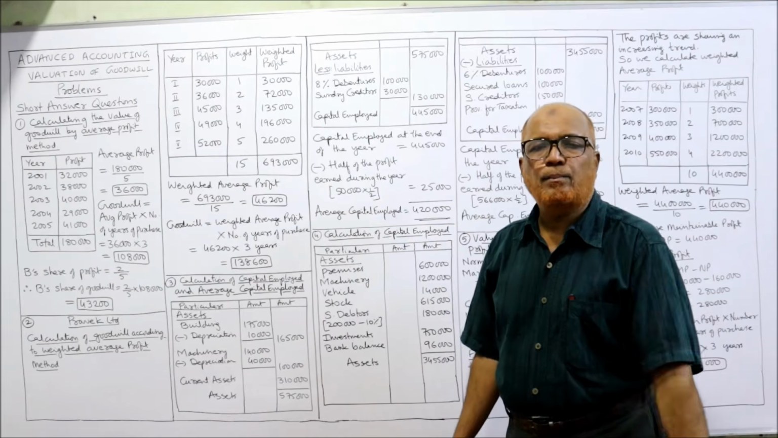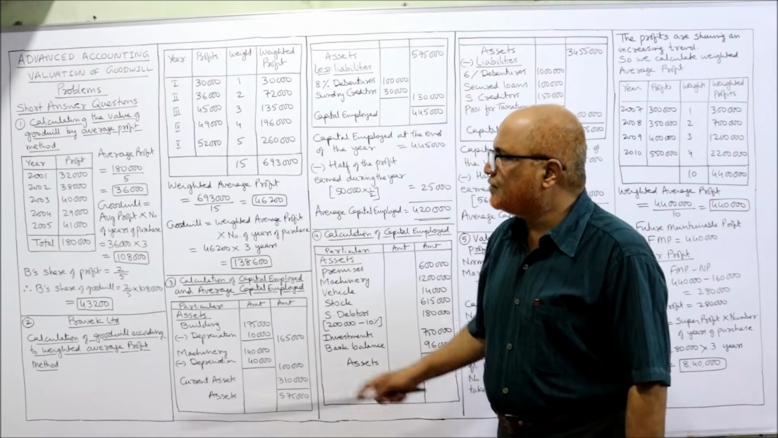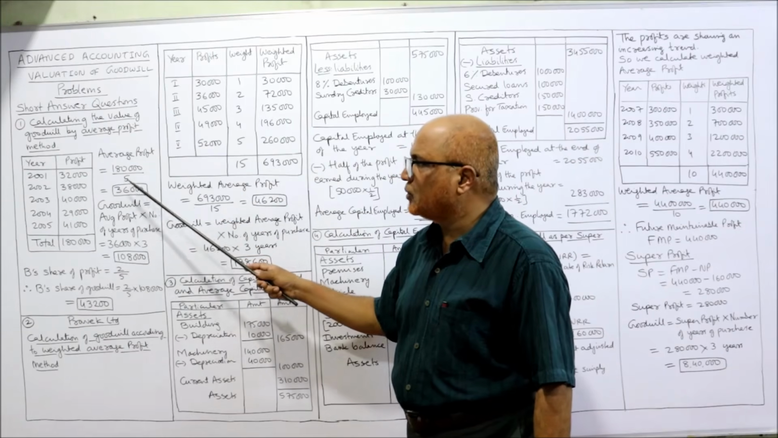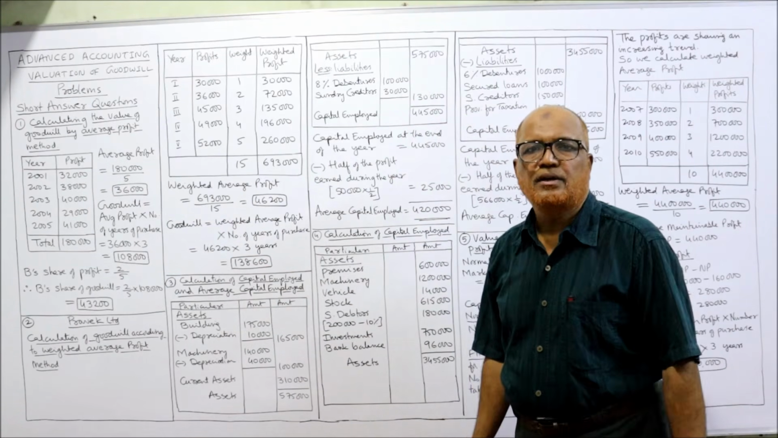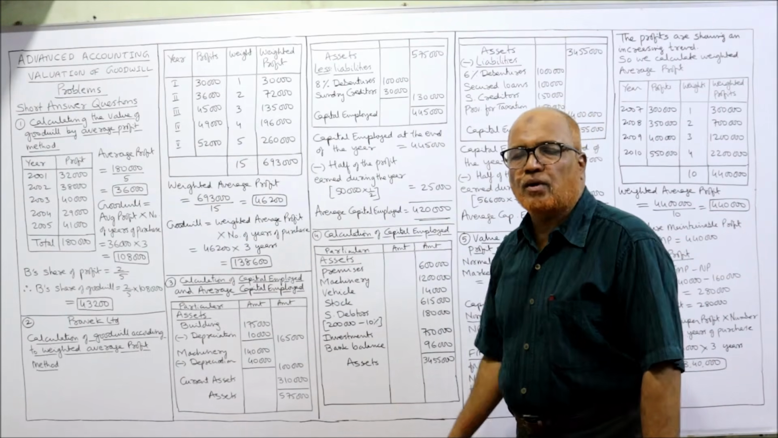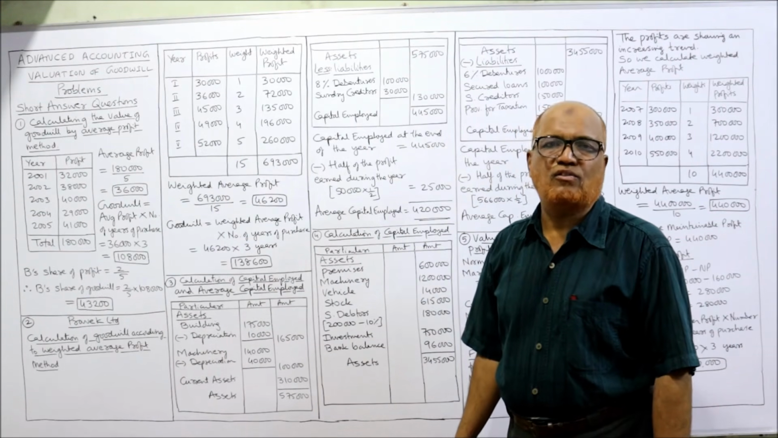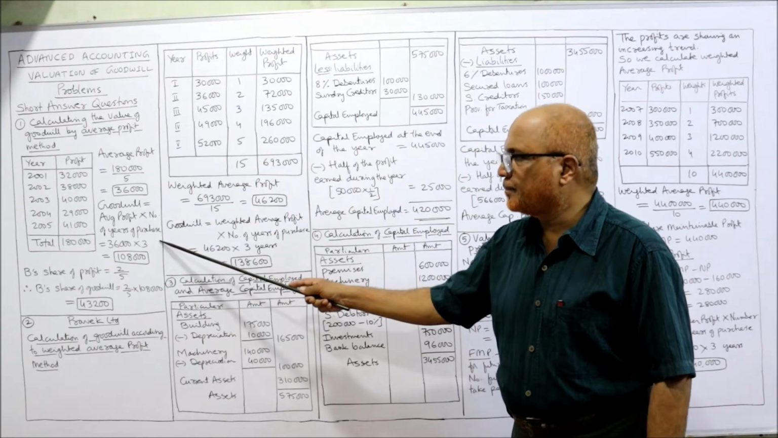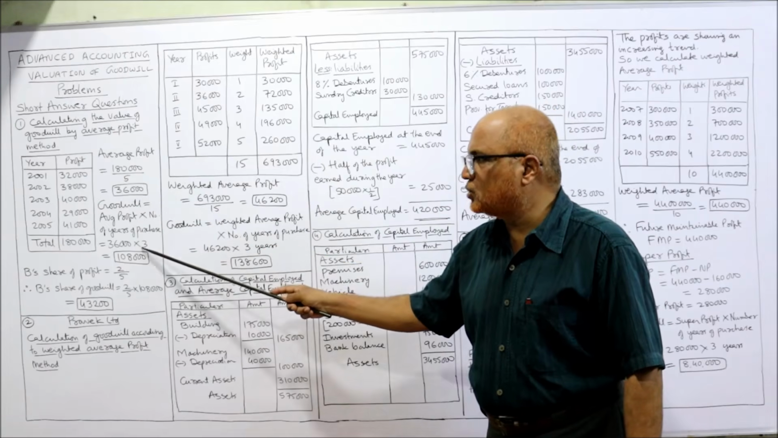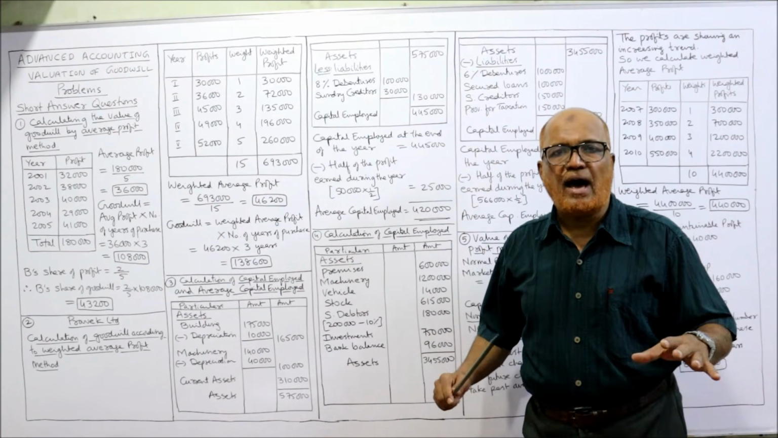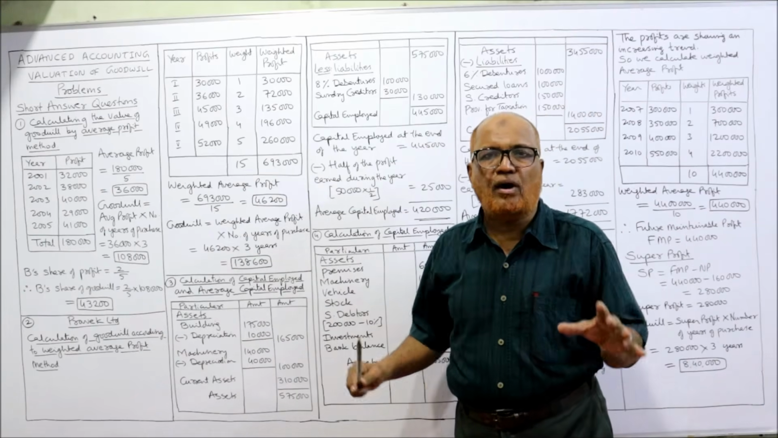Now we need the simple average. So average profit is 1,80,000 divided by 5 years, so it comes to 36,000. 36,000 is the average profit. So goodwill is equal to average profit into number of years of purchase. In the problem it is given 3 years. So 36,000 into 3 is 1,08,000. So 1,08,000 is the value of goodwill of the firm.